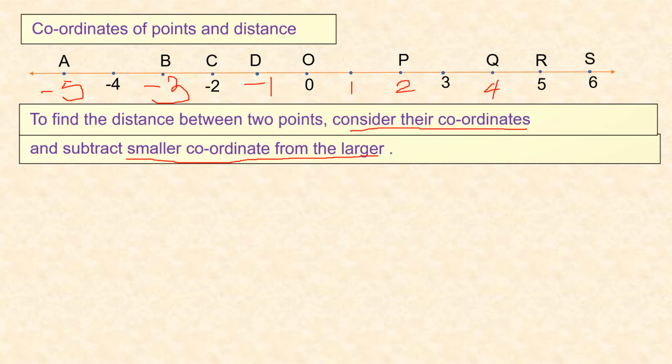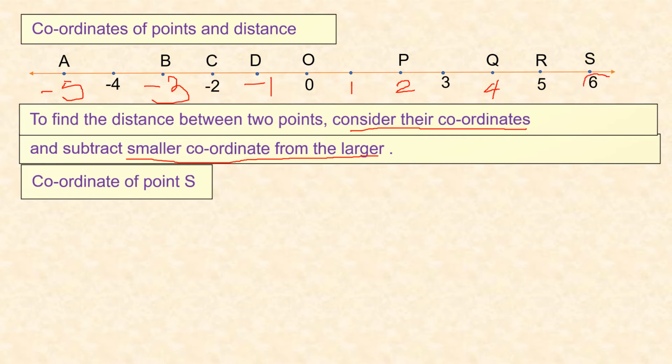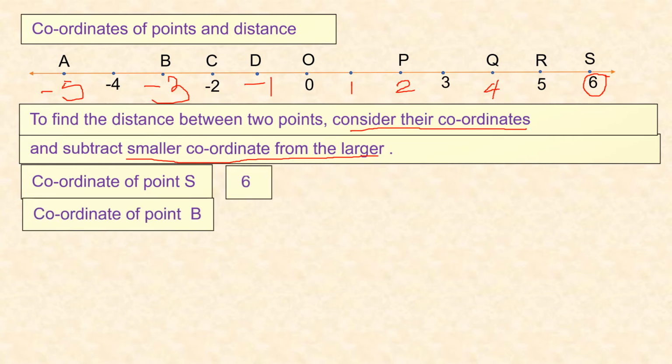We take two examples. First, coordinate of point S. What is the coordinate of point S? 6. Second, coordinate of point B, -3. Comparing these two coordinates, 6 is greater than -3. All positive numbers are always greater than all negative numbers.